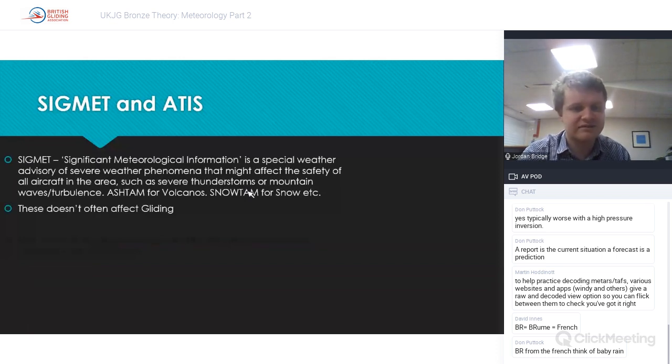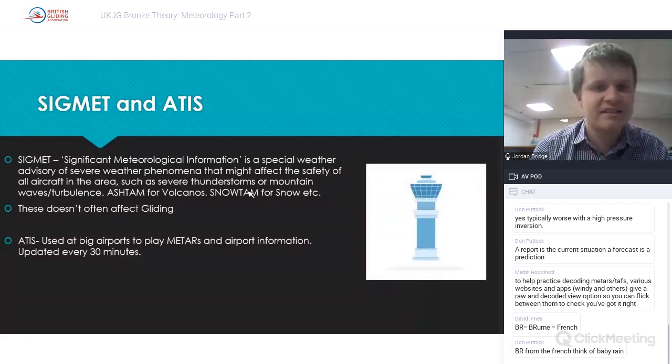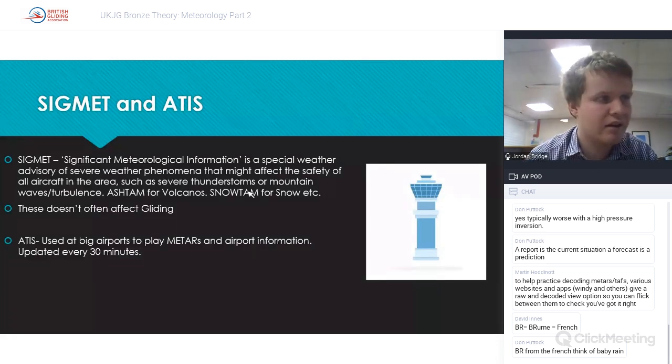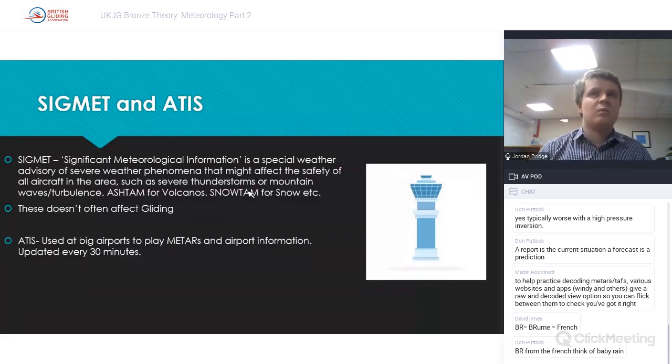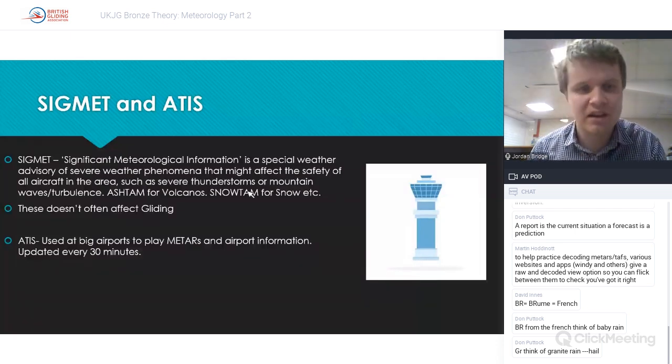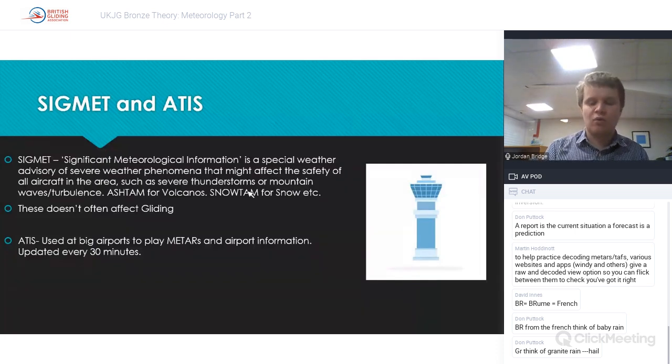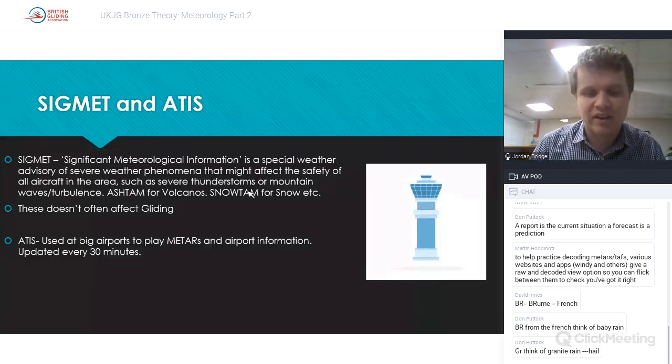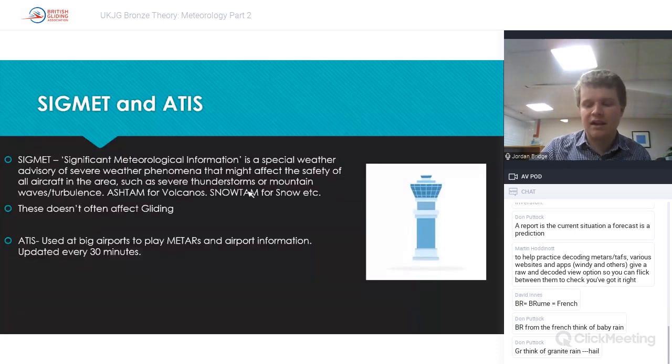Getting there now, folks. SIGMETs and ATIS. SIGMETs are where, within the whole sovereign airspace, the Met Office or Air Traffic Control will put out significant meteorological information. Effectively, if an airline has gone, wow, it's really bad, the turbulence is bad up here, there's a fairly nasty lee wave rotor system up there, then they might report that, or they might already know it's coming, so they put that in a SIGMET, which can be sent to the pilots.